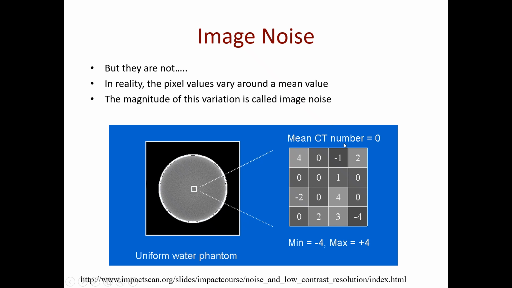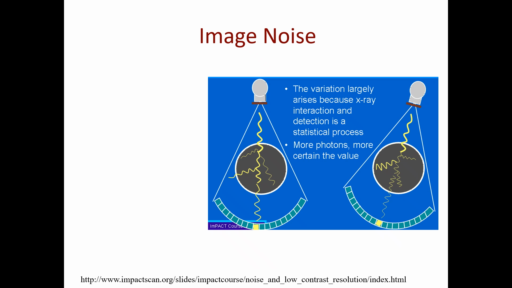If your CT number ranges up to thousands, this is not a large variation relative to that 1,000, right? But it's all around 0. Minimum is -4, maximum is +4. So we'd like to try to evaluate that. Why is that there?